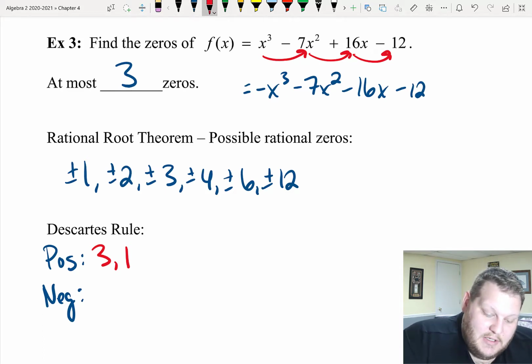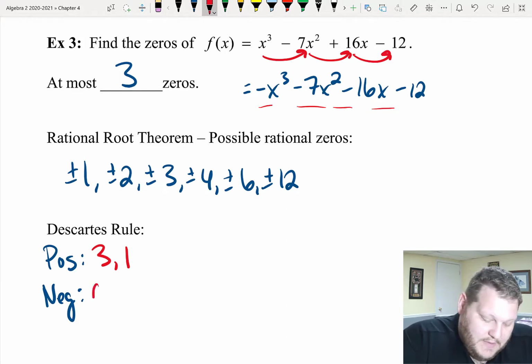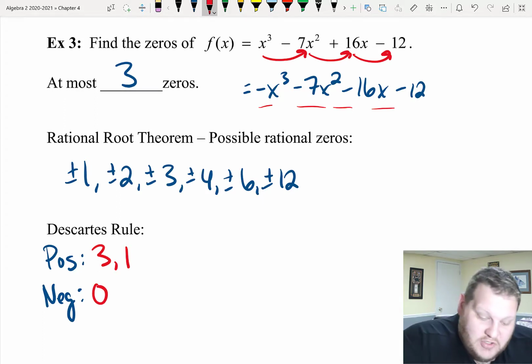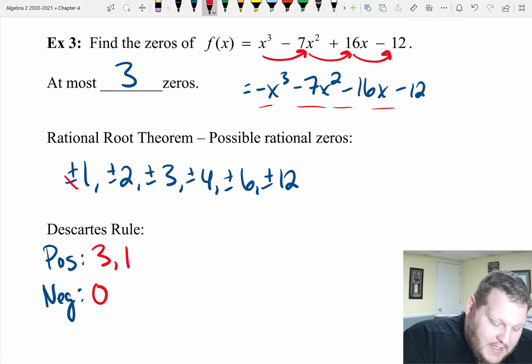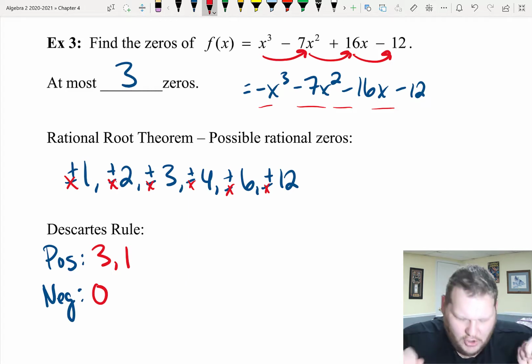So the nice thing is here, all of these are negative, so there's no variation. So we just figured out from that rule of signs that there are no negative zeros, which is super helpful for us because that eliminates all of these possibilities. It can't be any of our negatives. It has to just be our positives. So now our list has gone from 12 down to 6, which is awesome.